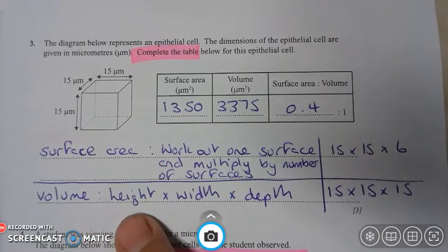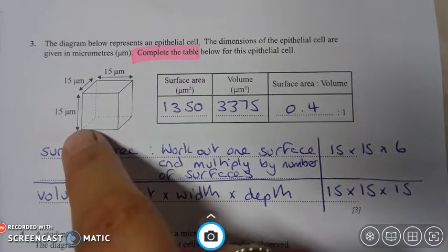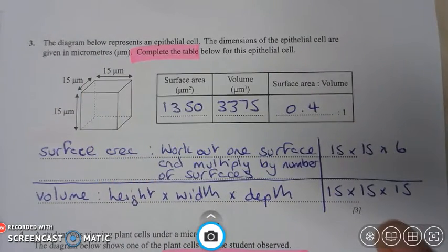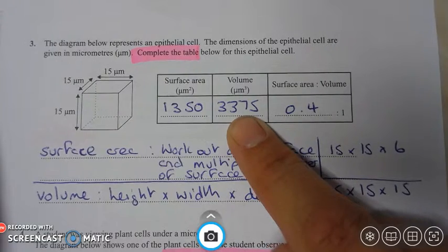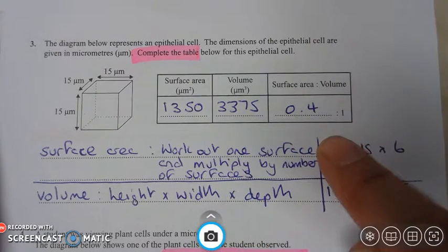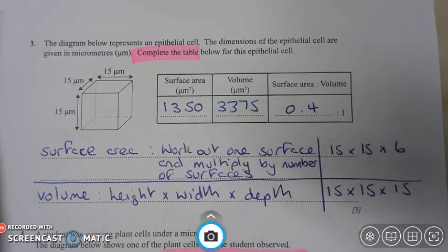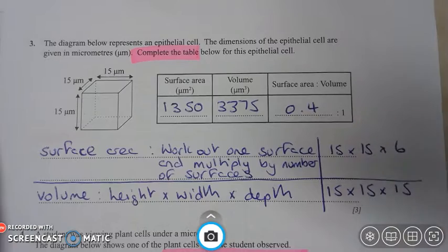Volume is different because this time we're doing height times width times depth. So height times width and then times depth. So that one is 15 times 15 times 15, and the answer is 3375. It wants to know what the ratio is. Well, if that is the equivalent of 1, if you take that and divide it by that, you'll get the answer of 0.4. So there's a 0.4 to 1 ratio, and that's your 3 marks.